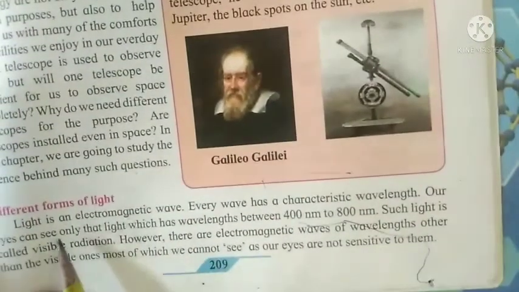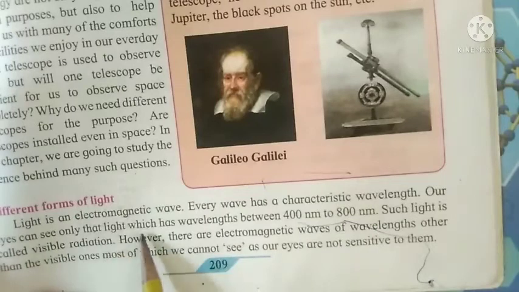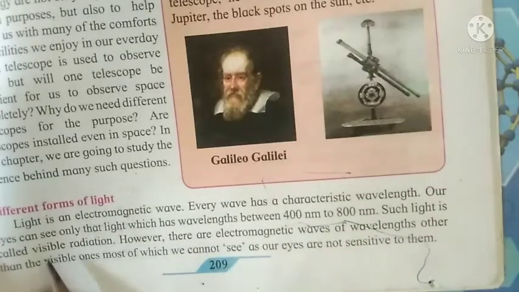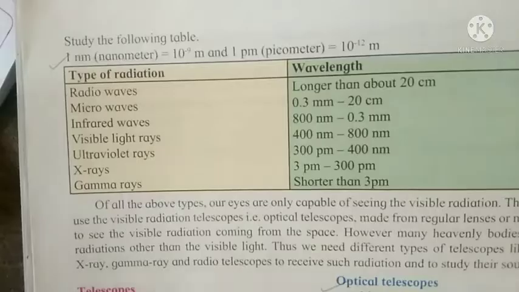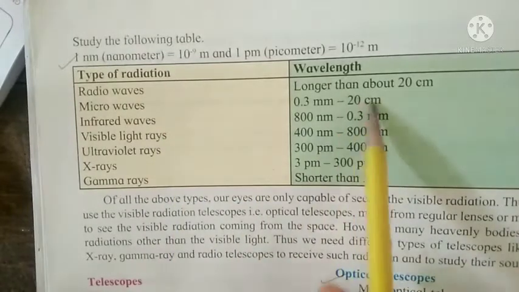Here see, light is an electromagnetic wave and every wave has a characteristic wavelength. Our eyes can see only the light which has a wavelength between 400 nanometer to 800 nanometer, and this is called visible radiation. There are electromagnetic waves of wavelengths other than the visible one, most of which we cannot see as our eyes are not sensitive to them. See here in this chart, some types of radiation and wavelengths are given.